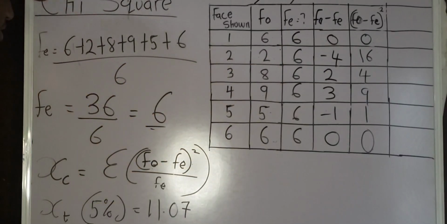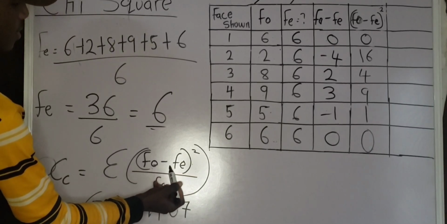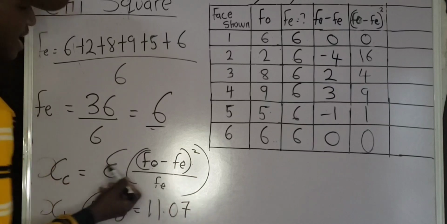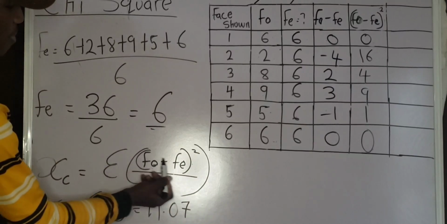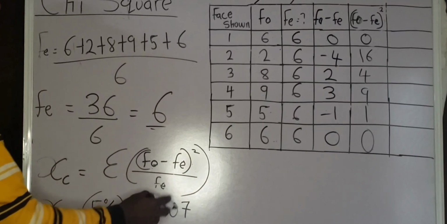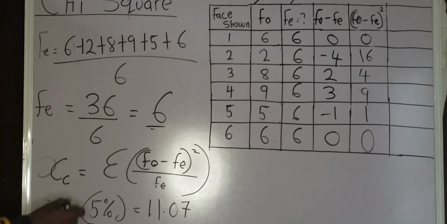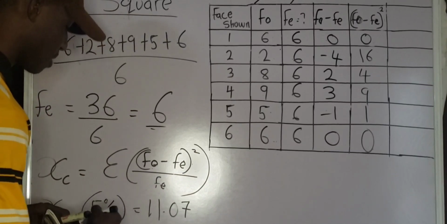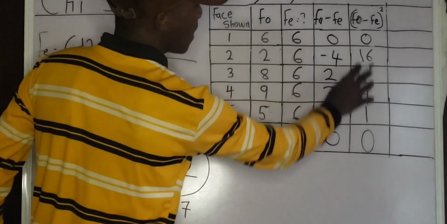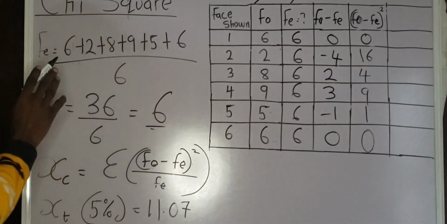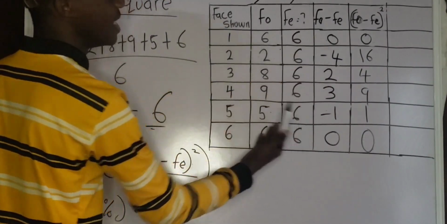Now, the next column will be the entire formula. You understand? That is FO minus FE divided by FE. You understand? FO minus FE squared divided by FE. Don't forget that I've already taken the square of the difference between the observed value and the expected value. Now, the next thing I'm going to do is divide all this value by the expected value. You understand? And this is the column for the expected value.